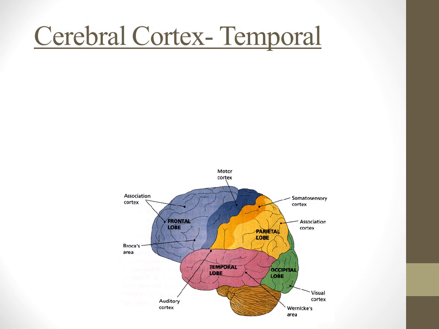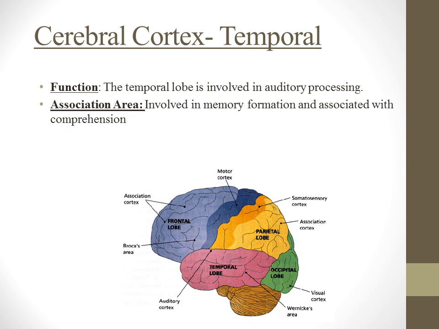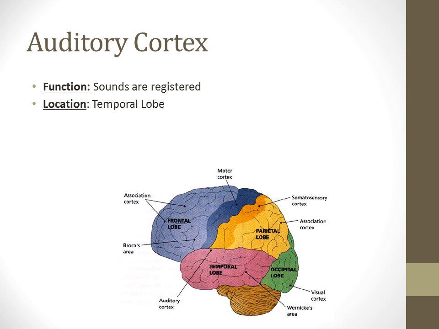And then the last one we have is the temporal lobe. The temporal is in pink here. The function of the temporal lobe is involved in auditory processing, so hearing is the main function of the temporal lobe. It's also involved in long-term memory and areas associated with comprehension. So if I'm reading this to you, you're able to understand what it's all about. It contains the auditory cortex, the area right here, where sound is registered, specifically in the temporal lobe.